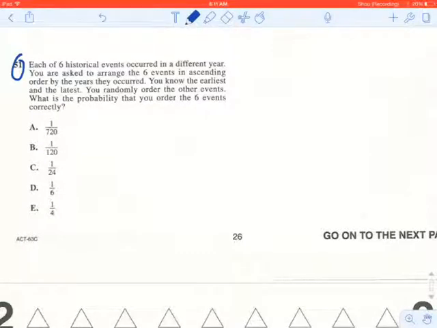Question 51. Each of 6 historical events occurred in a different year. You are asked to arrange the 6 events in ascending order by the years they occurred. You know the earliest and the latest. You randomly order the other events. What is the probability that you order the 6 events correctly?